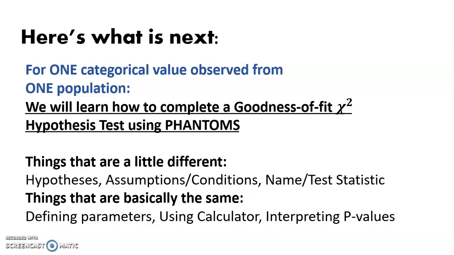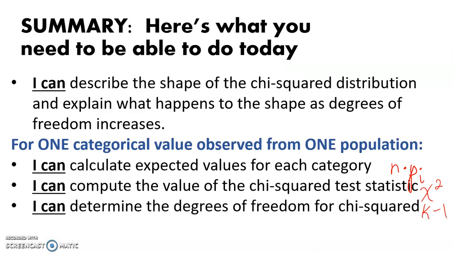Okay, so when you watch the next video, we're going to put all of these pieces together and actually run the hypothesis test. But for today, again, you need to be able to talk about shape. You need to be able to calculate those expected values. You need to be able to compute the value of an actual chi-squared test statistic. You may need to go back in the video and watch that again. And you need to be able to determine the degrees of freedom for that chi-squared test.